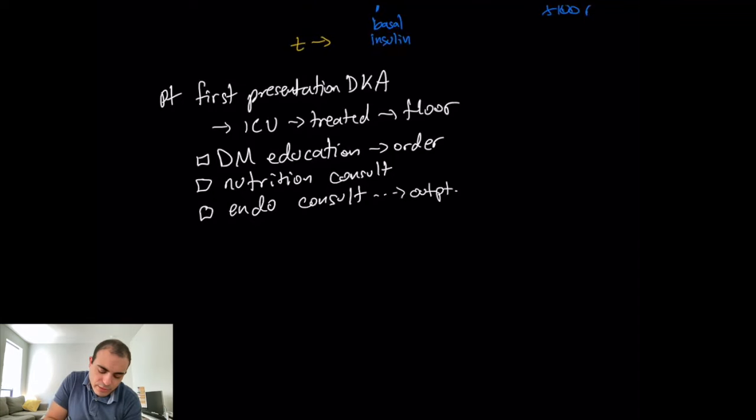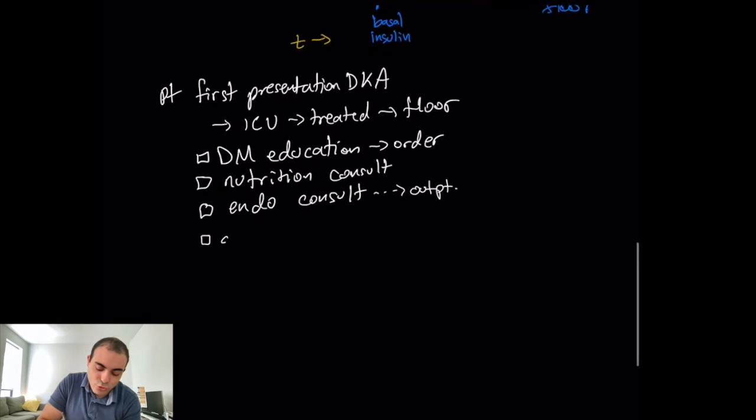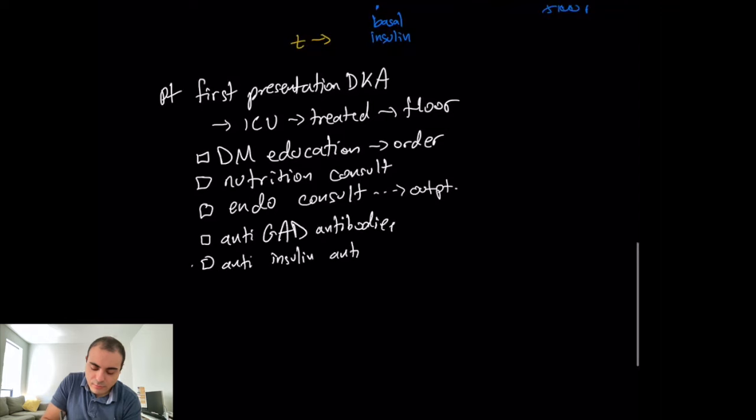Okay, what else in terms of workup? You want to prove this is type 1 diabetes. What can you do? The antibodies. So you send anti-GAD antibodies, and you send anti-insulin antibodies. Again, these things are very important because if they do have them, it's kind of a proof that this is type 1 diabetes. Because otherwise, type 2 diabetes management is completely different.